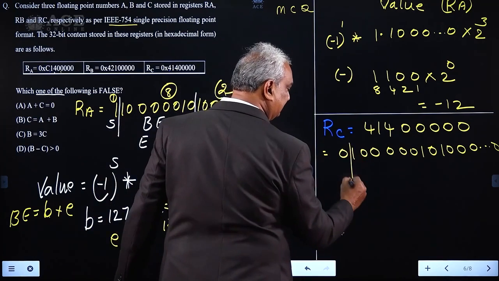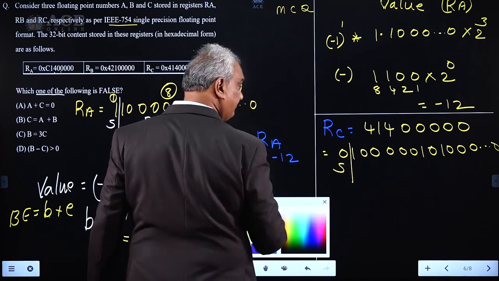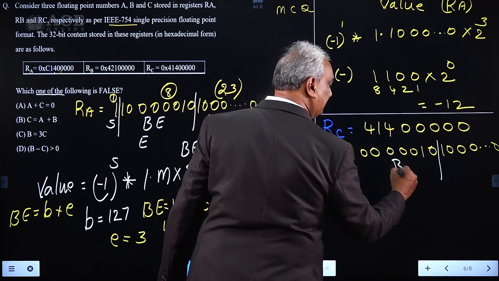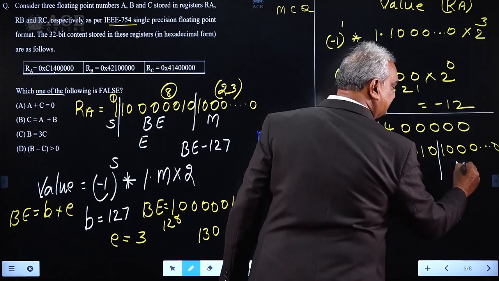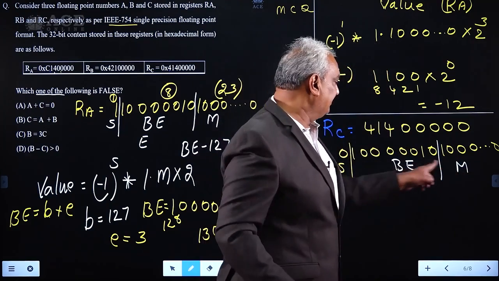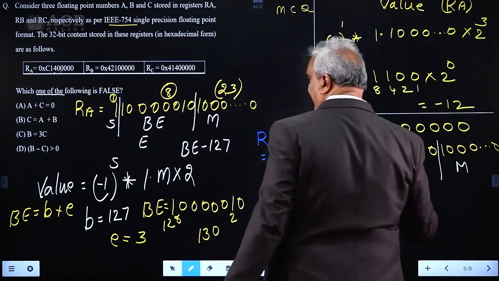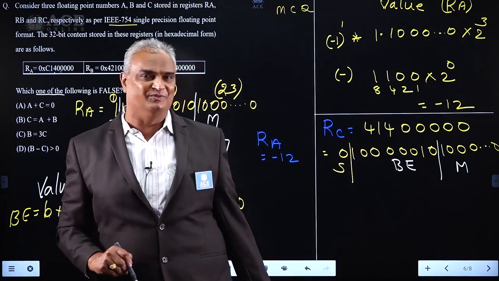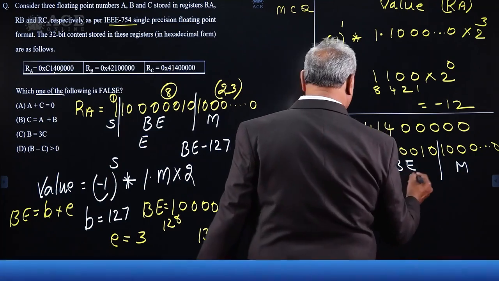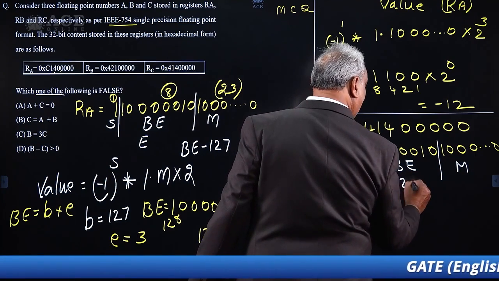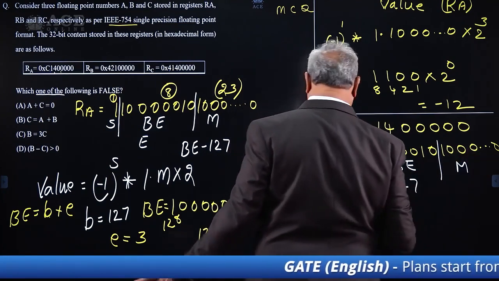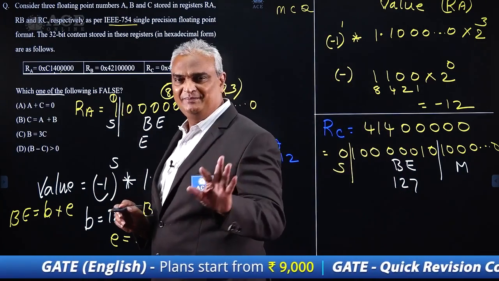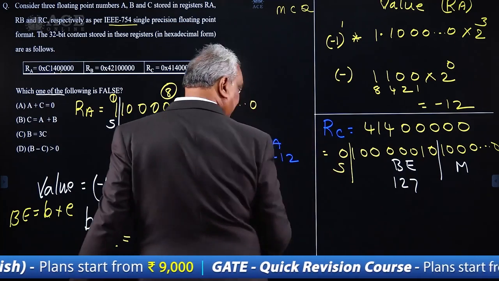In these, this is nothing but sign. 1, 2, 3, 4, 5, 6, 7, 8 is nothing but biased exponent. Here it is nothing but mantissa. If you observe mantissa and biased exponent, for RA and RC, both are the same. Watch carefully. Means biased exponent value is 127, mantissa value is the same. At the same time, S is equal to 0 here, but here S is equal to 1.